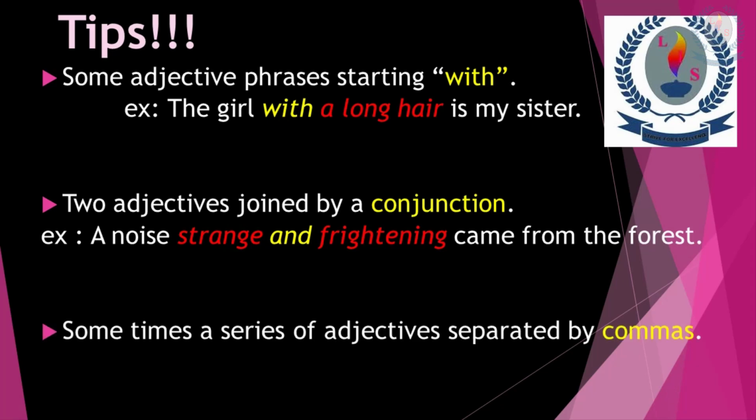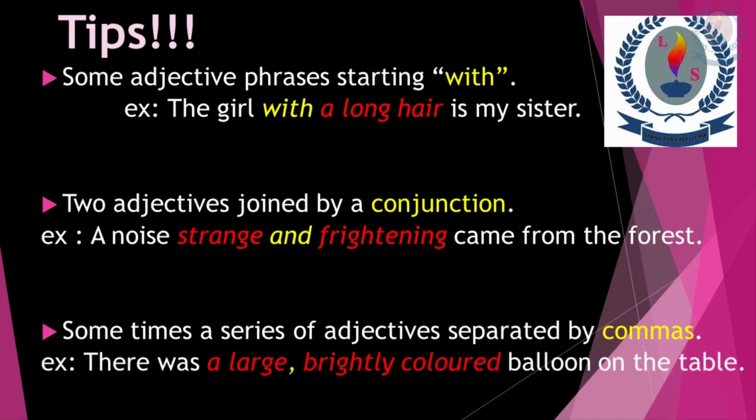Tip number 3. If there is a series of adjectives separated by commas, that's also considered an adjective phrase. Let's see the example. There was a large, brightly colored balloon on the table. Did you see the highlighted words? Read aloud. A large, brightly colored. So, this is the adjective phrase of this sentence.